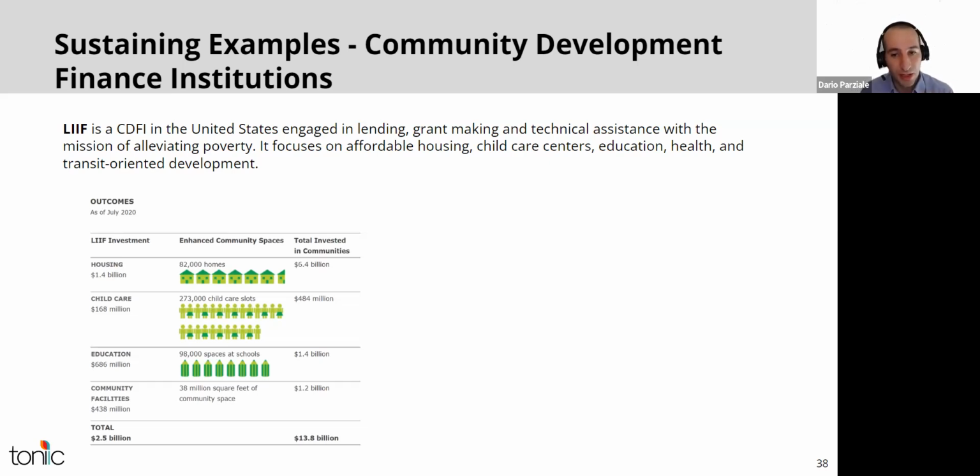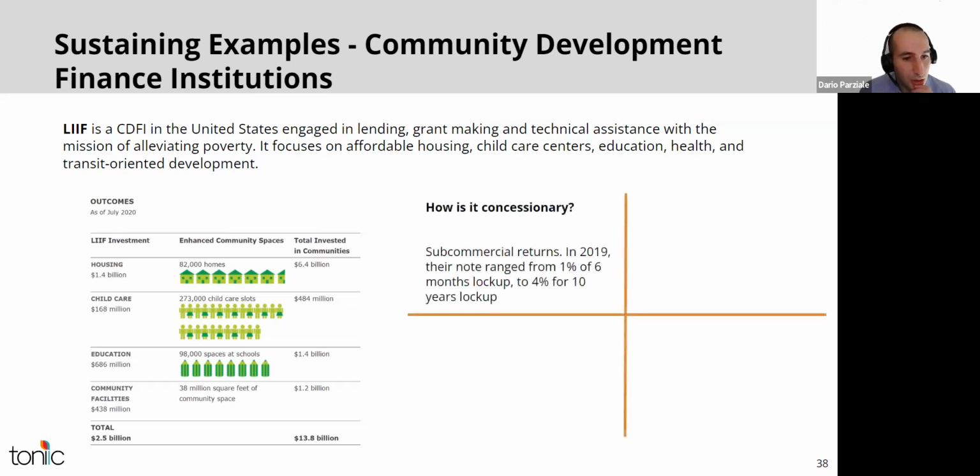It also received an A credit rating by Standard & Poor's in 2021. However, it pays rates of return on its notes that are just a few percentage points based on the number of years of lockup. So these notes pay less than what investors could expect to get in other debt investments with similar lockup periods or the same vintage. It is concessionary because it pays sub-commercial returns to its investors.